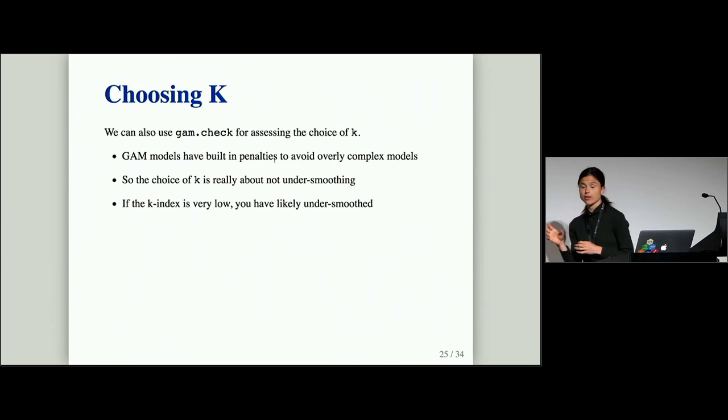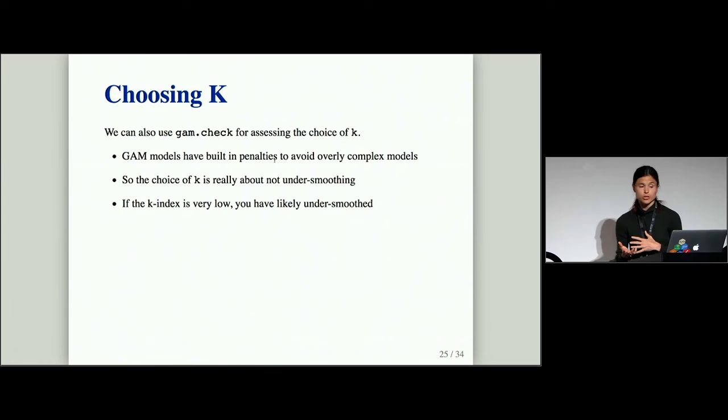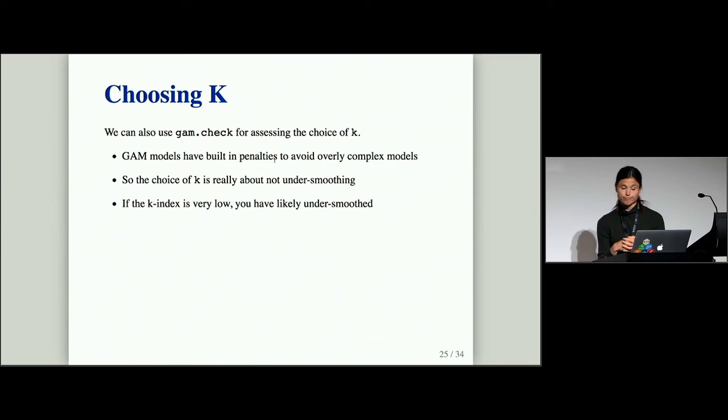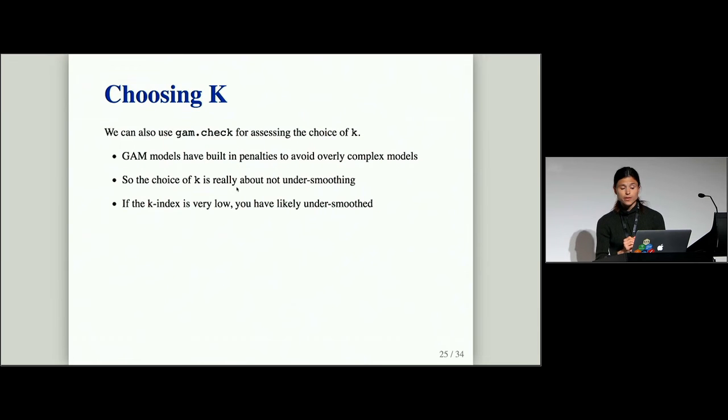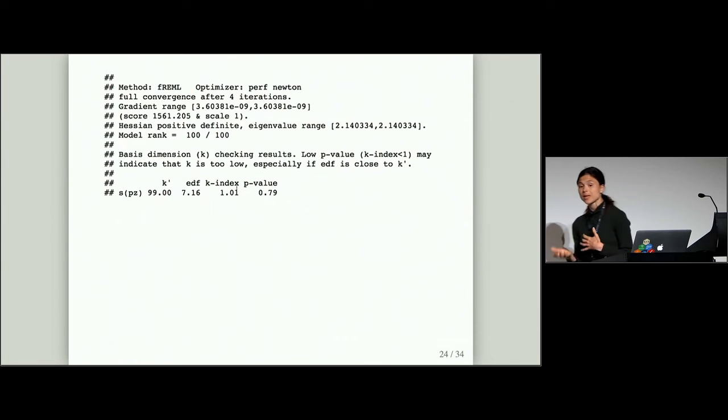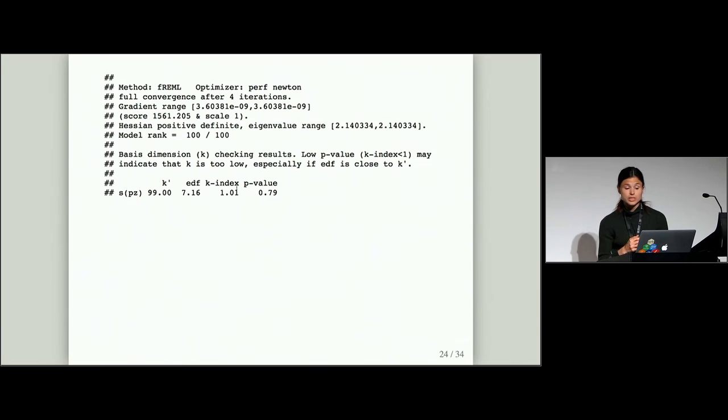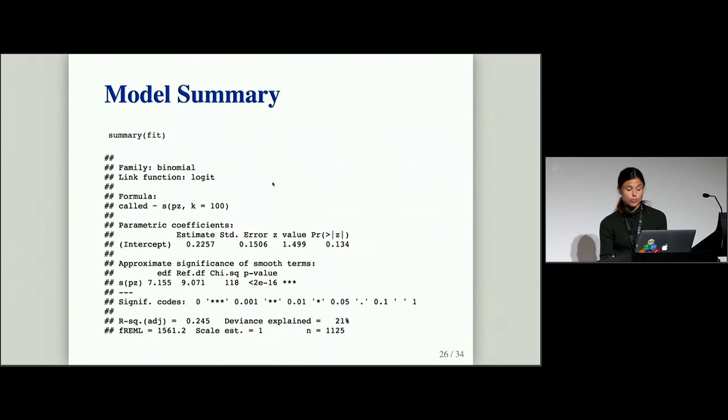So if you set that K value too low, that's generally more of a concern because of this kind of penalized implementation. So in the output, what you would look to try to identify if there's a risk of under-smoothing is in this K index. If that value is very low, that would be some indication of potentially under-smooth data. So particularly if you're seeing values that are much lower than one, that would tell you that you might want to refit the smoother with an increased K. So that's essentially what you're looking for in that output.